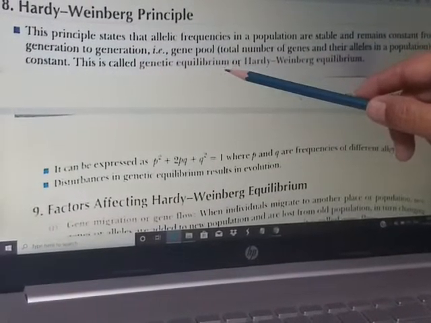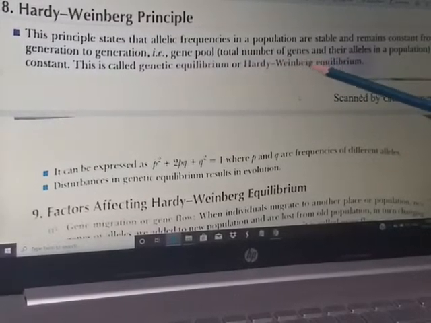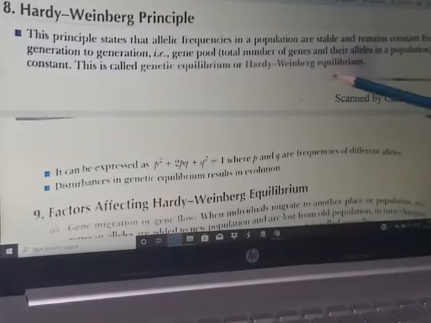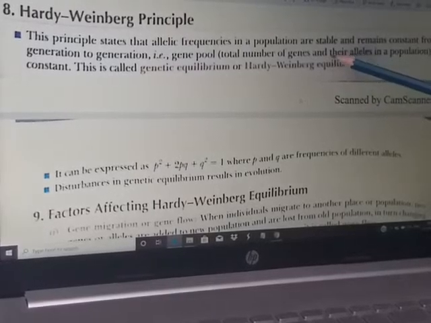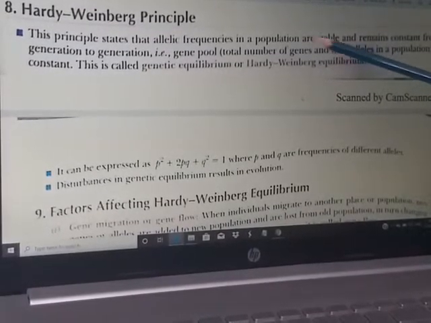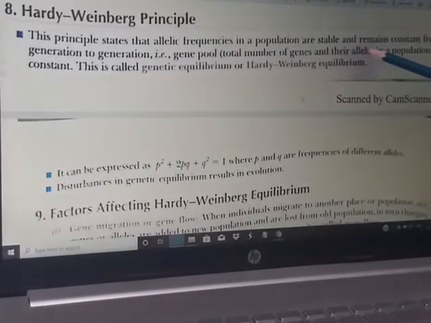Means allelic frequency in a population will remain same, will remain constant in moving from one generation to another generation. Allelic frequency is actually the total alleles present, means the gene pool, means the total number of genes and their alleles in a population.